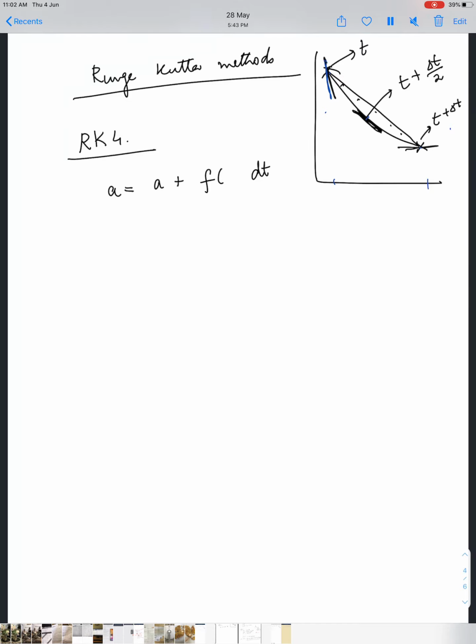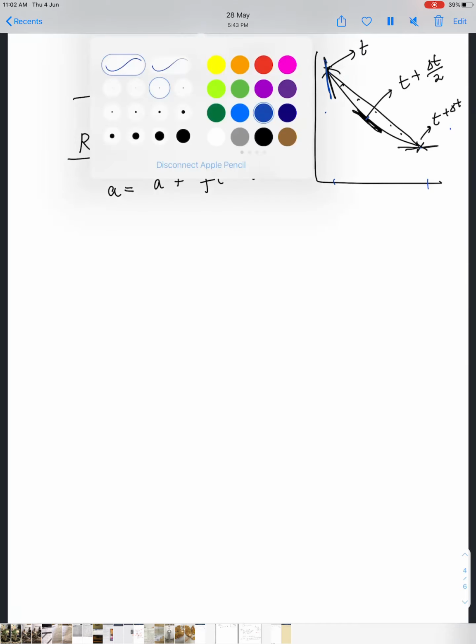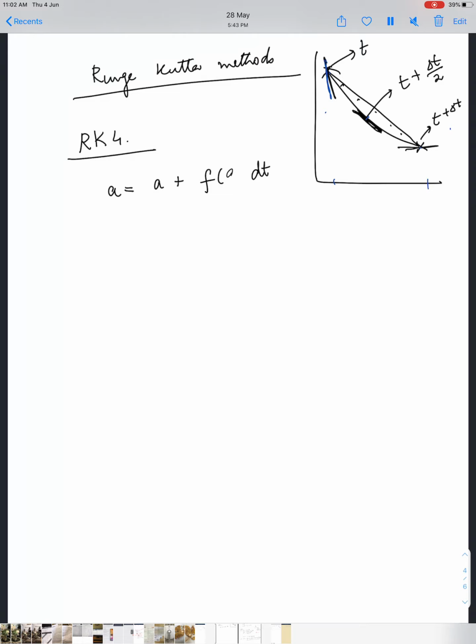Today we are going to discuss the Runge-Kutta method of numerical integration. The previous day, we had discussed the Euler method. In the Euler method, if dA/dt is equal to f(A), then delta A is approximated as delta t times f(A). From here we can write that A at t plus delta t is equal to A at t plus f(A at t) times delta t. So this Euler method can also be called the RK1 method.